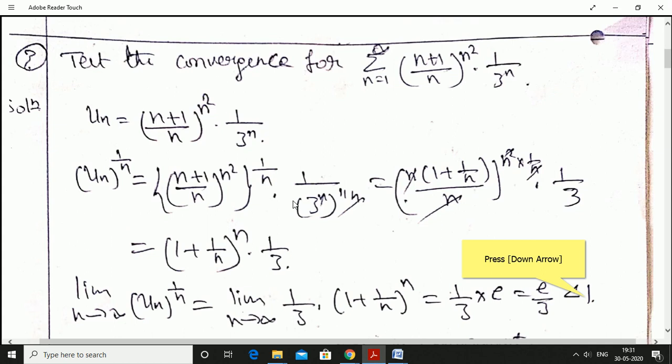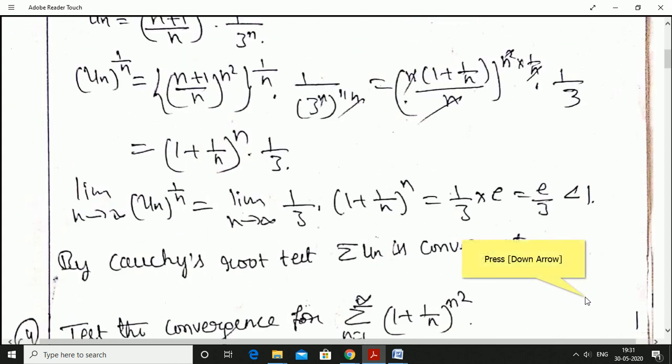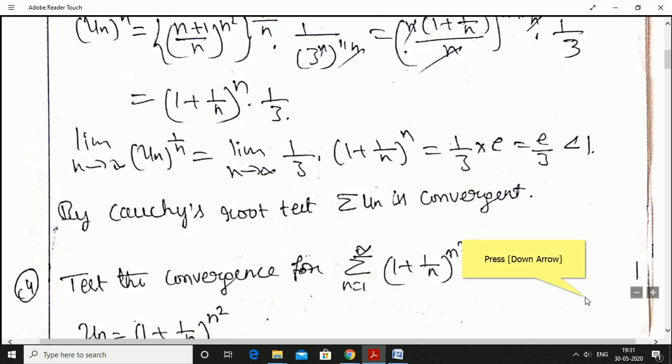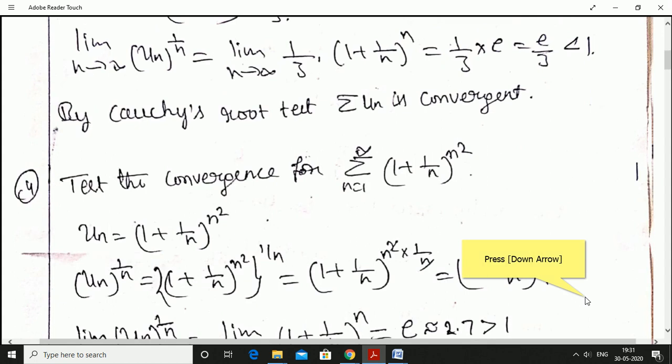Now limit of un to the power of 1 by n as n tends to infinity is equal to limit as n tends to infinity of 1 by 3, a constant, into (1 plus 1 by n) power n. This is a standard limit: limit as n tends to infinity (1 plus 1 by n) power n is e. So it is e by 3. e is 2.7 something divided by 3, definitely that value is less than 1. Hence by Cauchy's root test, sigma un is a convergent series.